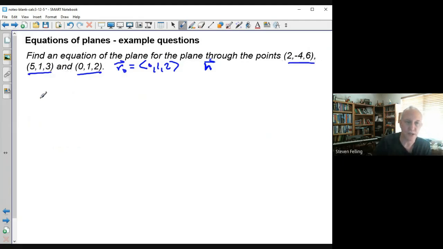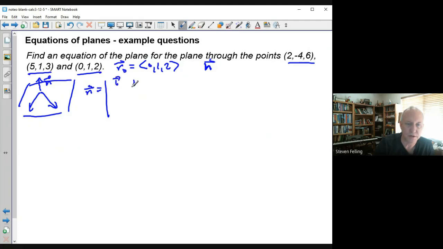So what I could do is, if I think of those two position vectors as vectors that are in the plane, I don't know what exact orientation, then my normal vector we could find by taking the cross product of those other two vectors. So the way I'm going to find my normal vector is I'm going to take the cross product of the two position vectors 2, -4, 6 and 5, 1, 3.